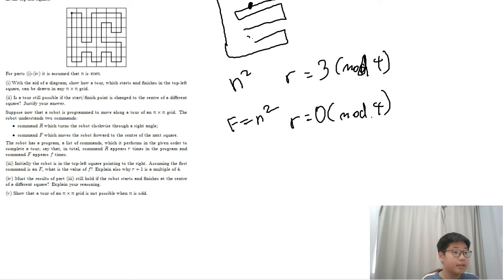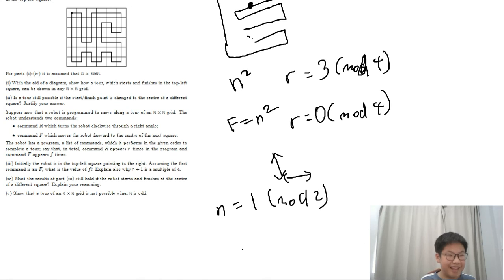We are done. But show that a tour of an n by n grid is impossible when n is odd. So for a tour, when you have to go right, you have to go left. When you have to go up, you have to go down. So it is not possible. However, this must imply that f is even. And since n equals 1 mod 2, a fancy way of saying that n is odd, n squared is also 1 mod 2, a fancy way of saying that the square is also odd. So this means that a tour is absolutely not possible.